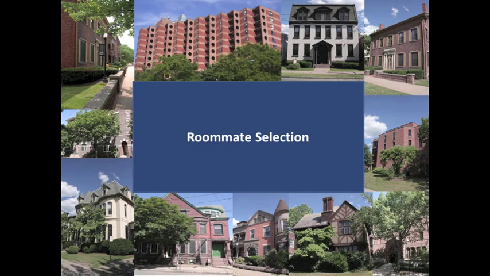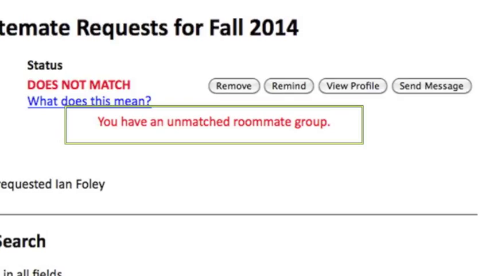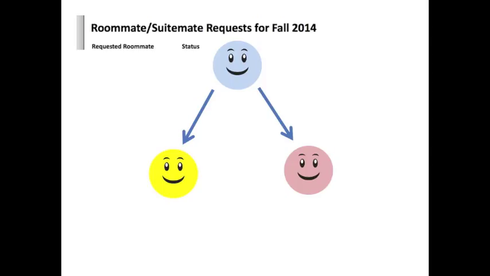Before selecting a room, it is important that you have finalized your roommates for next year. You will be unable to select housing for next year if your roommate group is unmatched. Just because you may have sent your roommates requests, and they have accepted, does not mean they requested each other as well. So please take the time to make sure this is all done before your housing process has begun.